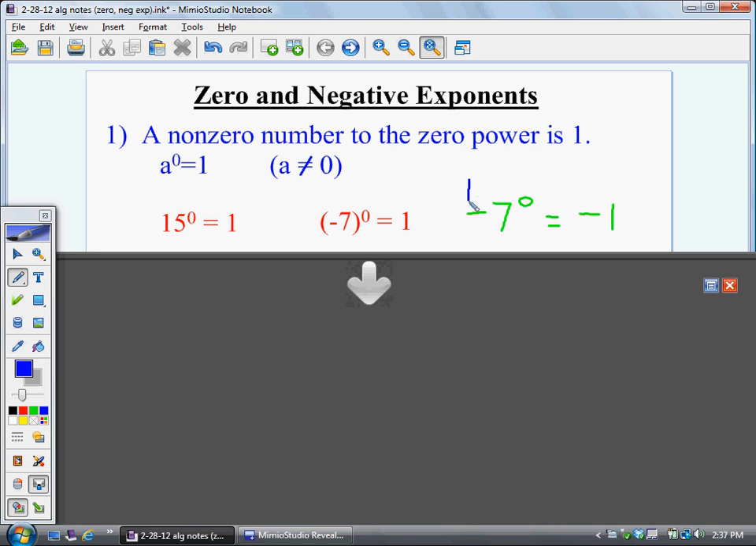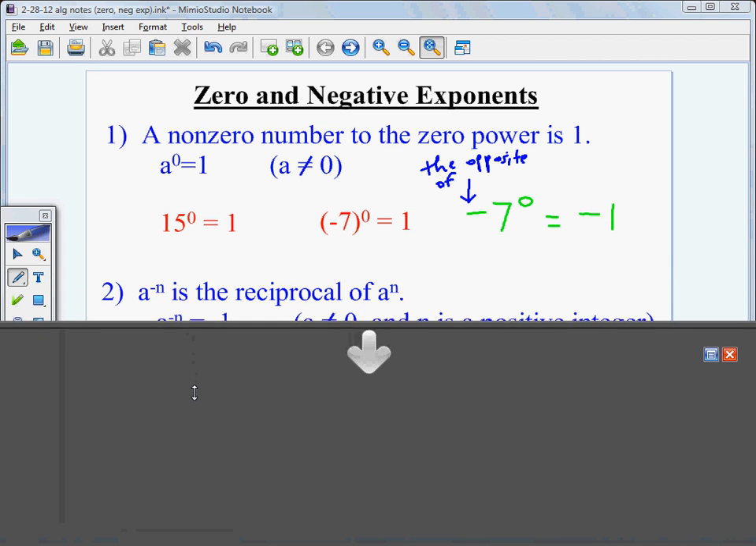This would represent the opposite of. And then that would be 7 to the 0. And so the opposite of 7 to the 0 would be negative 1. And that's zero exponents.